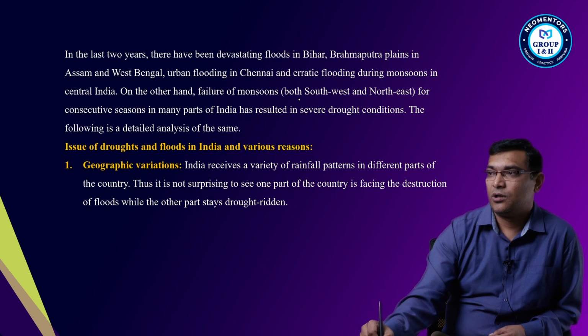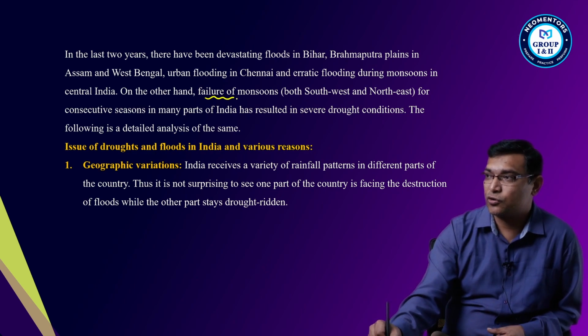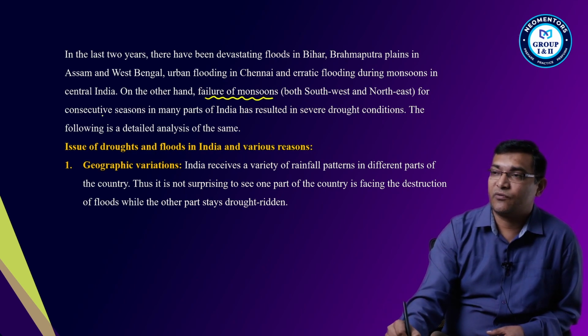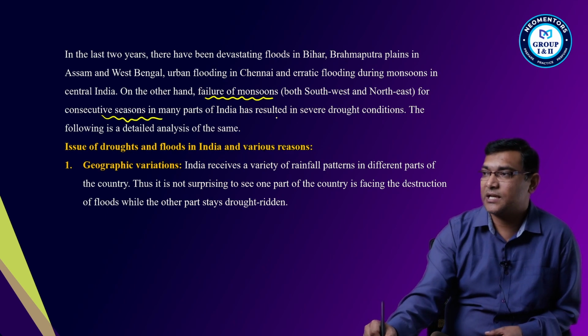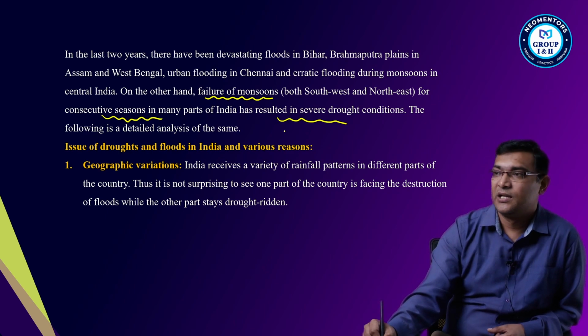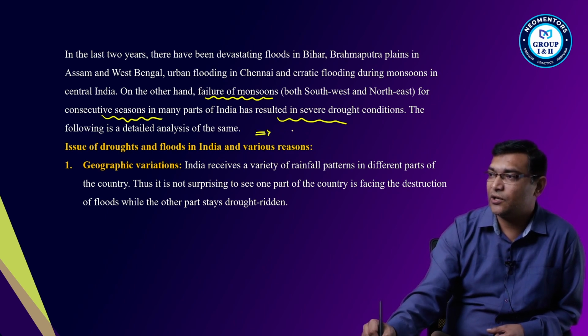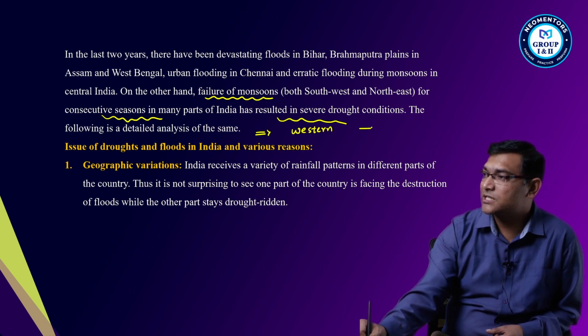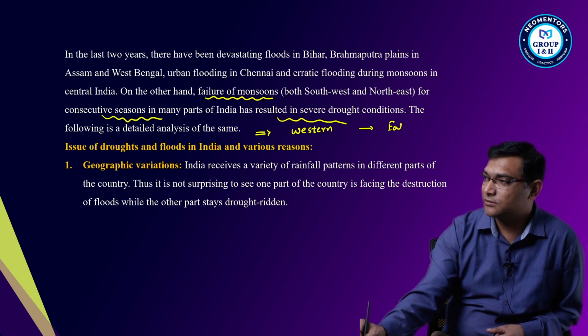And also, there is a failure of the monsoons, and for consecutive years this led to severe droughts, where severe droughts occurred in the eastern part and even the southern part of India, right?